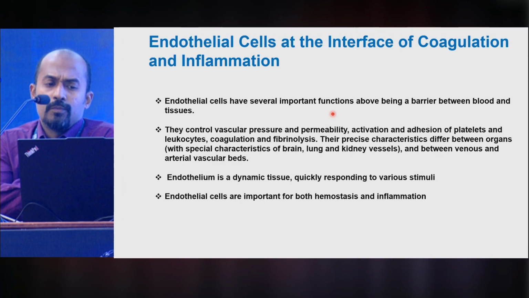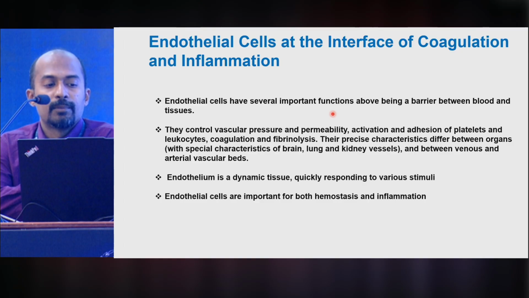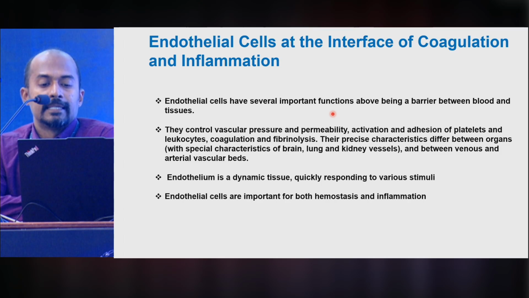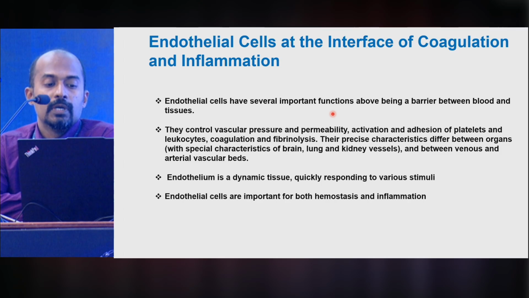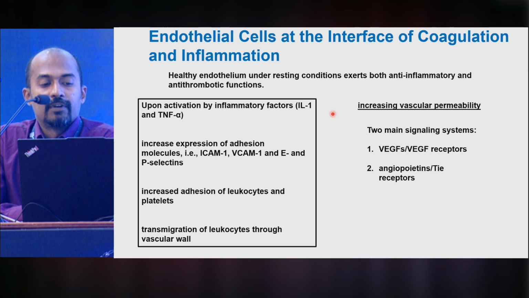Normal endothelial cells function as a barrier between blood and the tissues, and they also control vascular pressure and permeability, and the activation and adhesion of platelets, etc. They are a dynamic tissue, as you all know. They are important for hemostasis and inflammation as well.